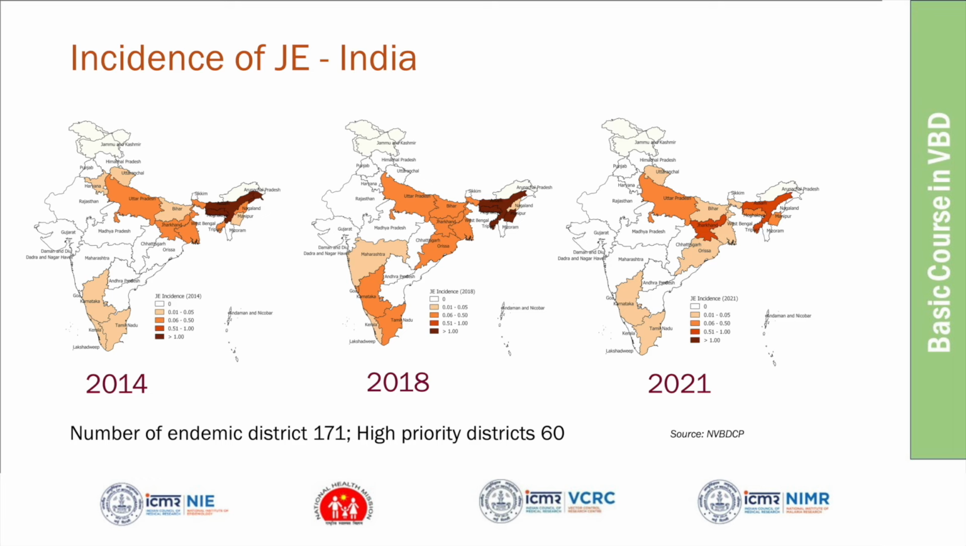Based on this, the National Vector-Borne Disease Control Program for AES-JE has classified 171 districts as endemic districts, and there are high priority districts. There are 60 high priority districts in 5 states, namely Uttar Pradesh, Bihar, Assam, West Bengal, and Tamil Nadu. These have been classified as high priority because of the high incidence of JE cases in the recent past. However, these are the numbers from 2014. The number of endemic districts would have increased by now.